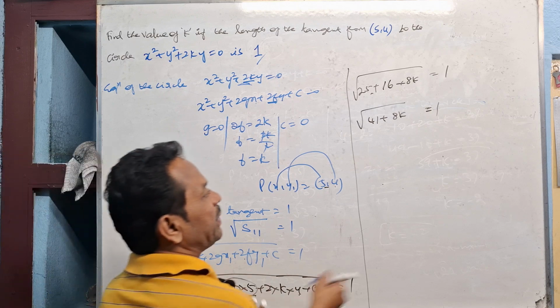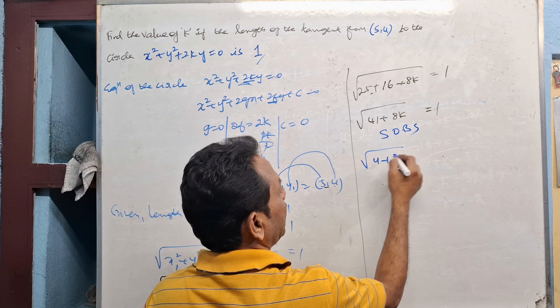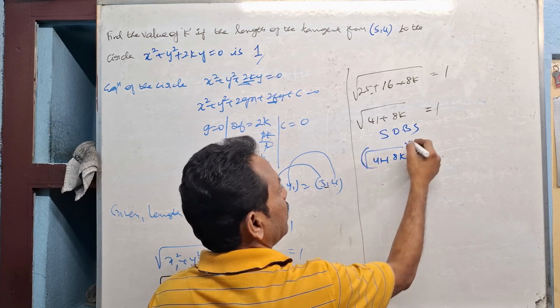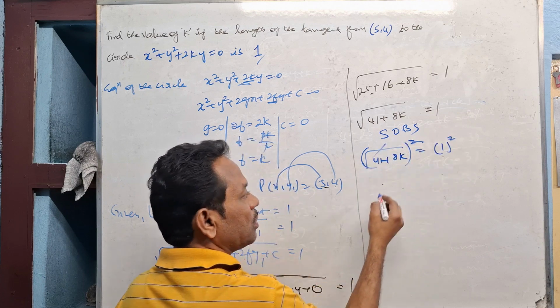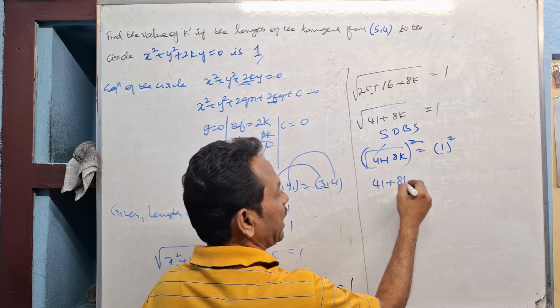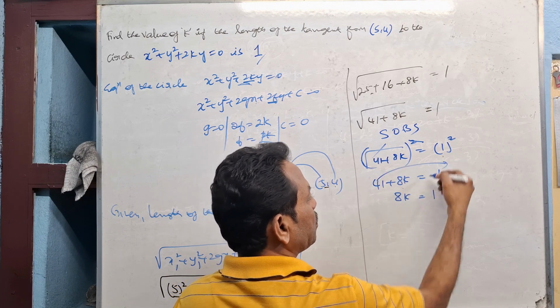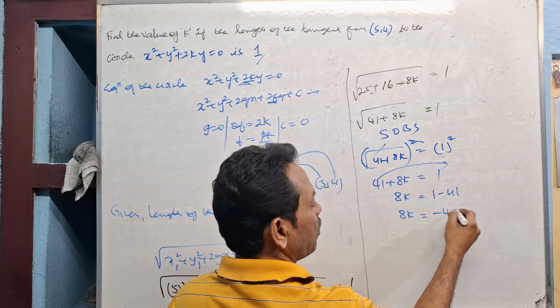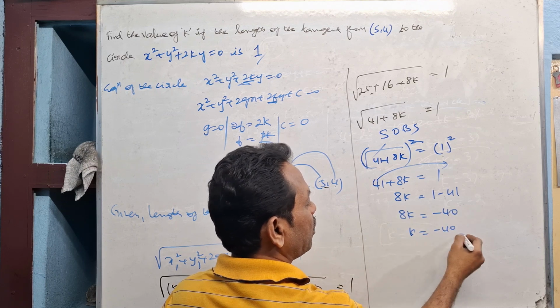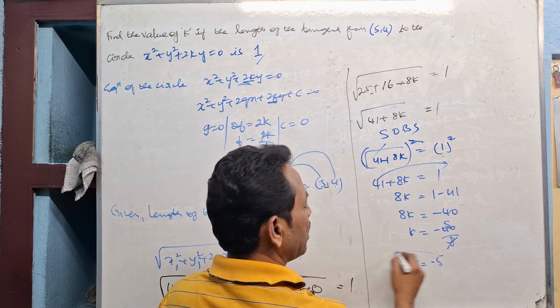So for that, let me take squaring on both sides. So root of 41 plus 8k whole square equal to 1 square. And we can cancel square and root. So here we'll get 41 plus 8k equal to 1. 8k equal to 1, this is shifted to that side, so minus 41. 8k equal to minus 40. The k equal to minus 40 by 8. 8 ones are 8, 5 8s are 40. Therefore, the value of k is minus 5.